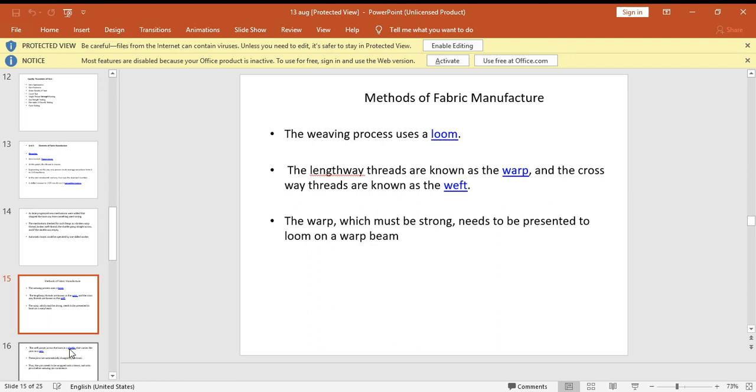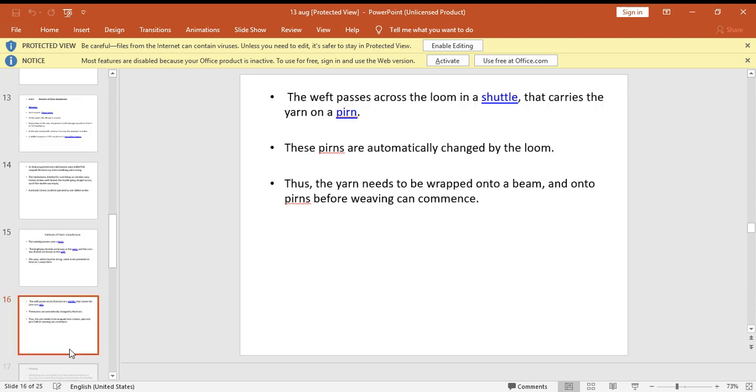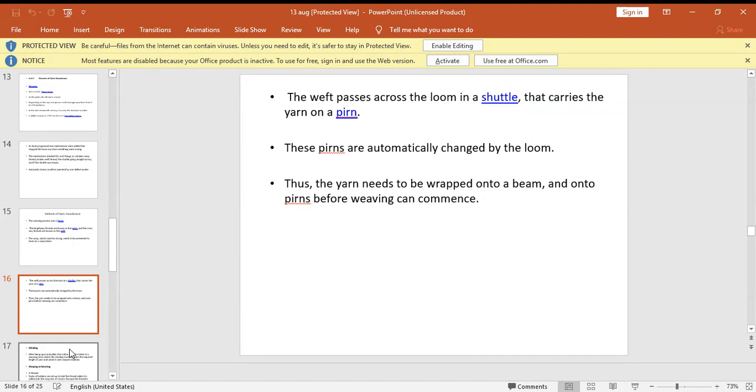The lengthwise threads are known as warp, and the crosswise threads are known as weft. The warp, which must be strong, needs to be presented in a loom on a warp beam. The weft goes across the loom in a shuttle that carries the yarn on a pirn. These pirns are automatically changed on the loom. Thus, the yarn needs to be wound onto a beam and onto the pirns before weaving can commence.